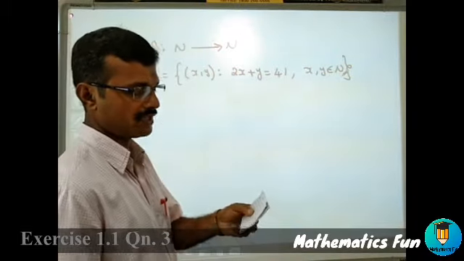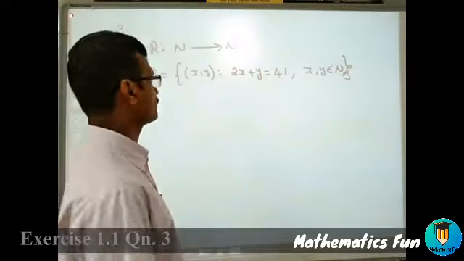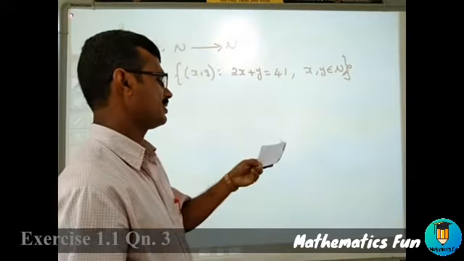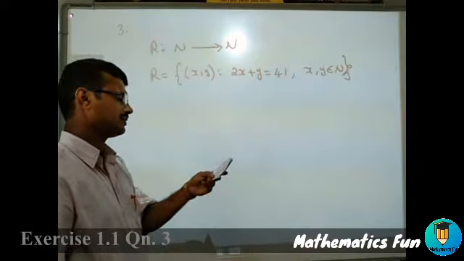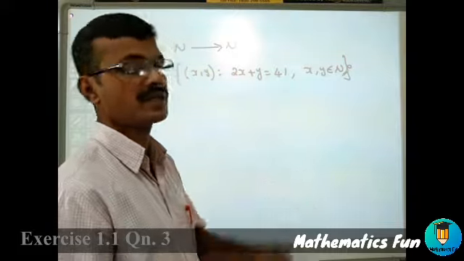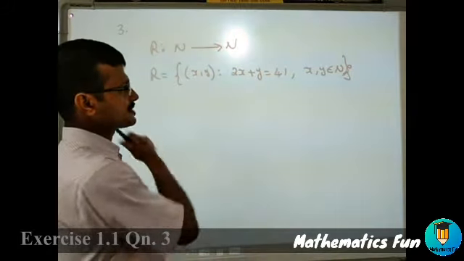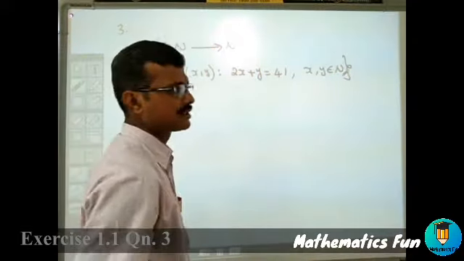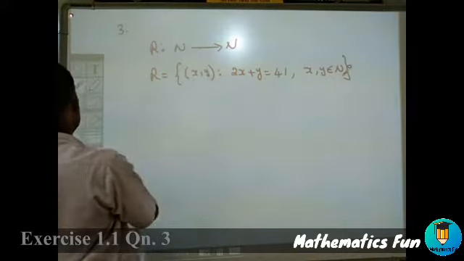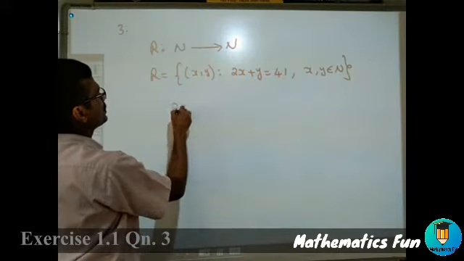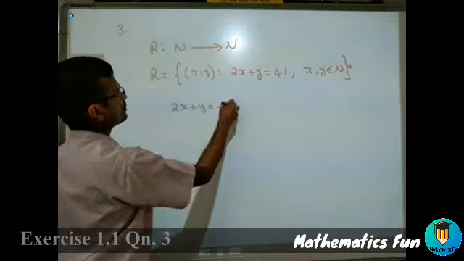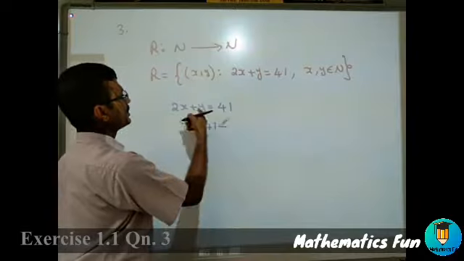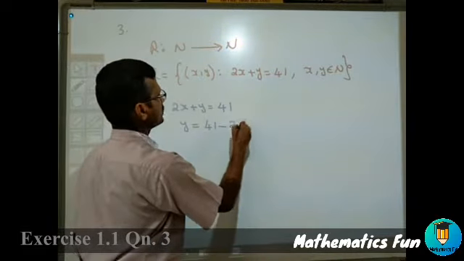Now the question is, we have to find the domain and range of the relation, and then determine whether the relation is reflexive, symmetric and transitive. So first of all, we go for the domain and range. For that, take this equation, 2x plus y is equal to 41. Here I am making y the subject, according to our convenience: y is equal to 41 minus 2x.